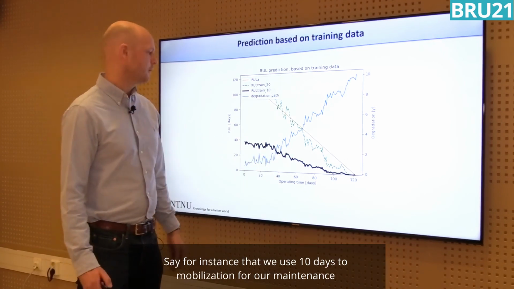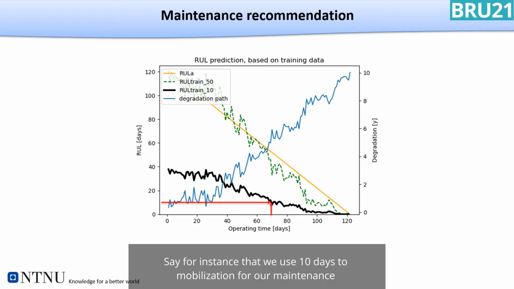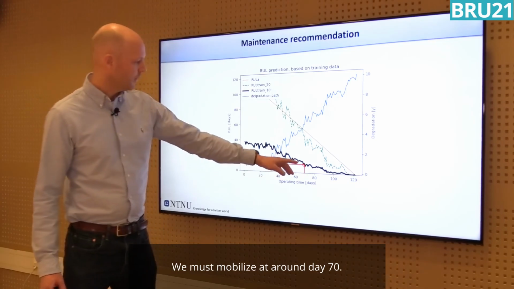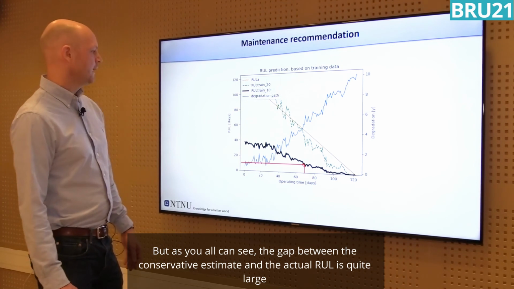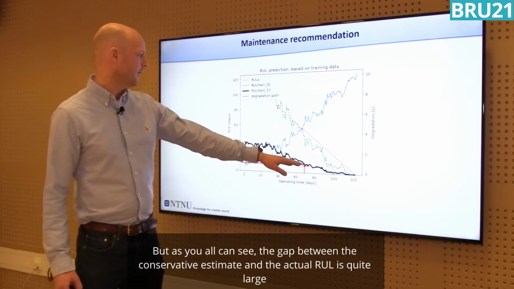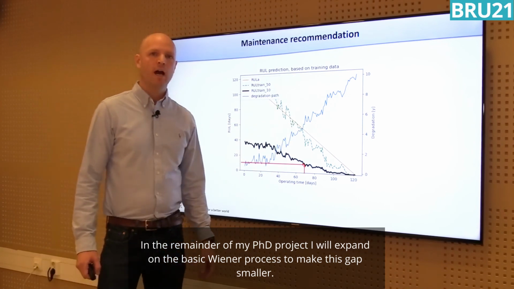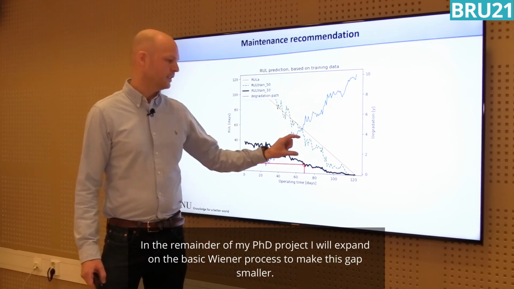This is useful information because we can use this estimate of the remaining useful life to make our maintenance decision. Say, for instance, that we have 10 days mobilization time for our maintenance. If we want to mobilize for maintenance as late as possible, but still be fairly confident that we don't mobilize too late, we have to mobilize at around day 70. But as you can see, the gap between this conservative estimate and the actual RUL is quite high, and in the remainder of my PhD project, I will expand on the classic Wiener process to make this gap smaller.